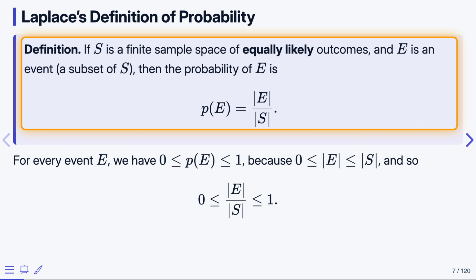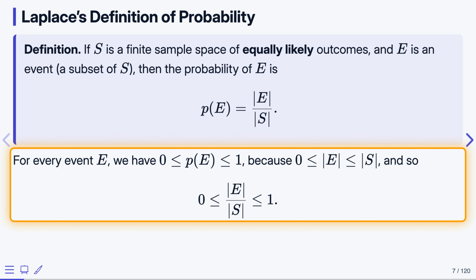This is Laplace's rule. If every outcome is equally likely, the probability of an event E is the size of E divided by the size of S. In words, the number of good outcomes divided by the number of all outcomes. The size of E sits between 0 and the size of S, so this probability is always between 0 and 1. 0 means the event never happens. 1 means it always happens.